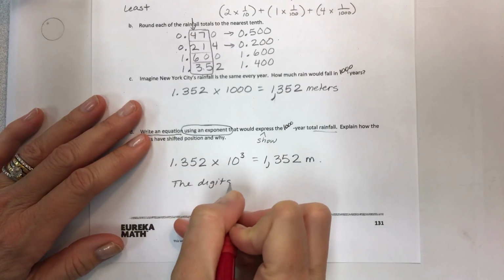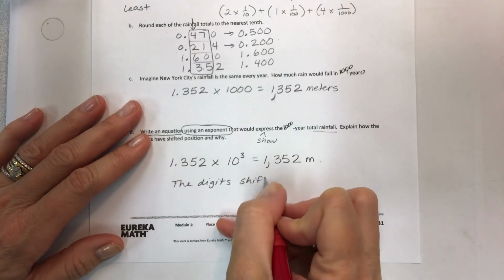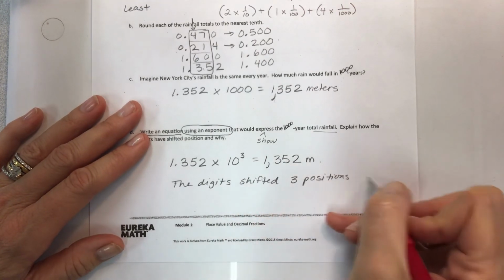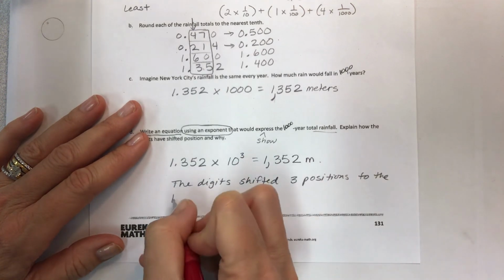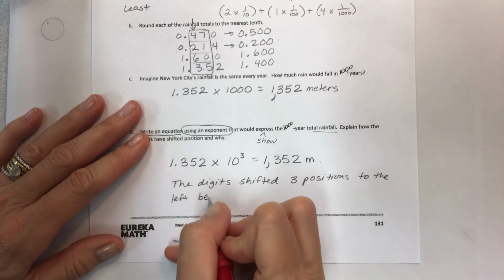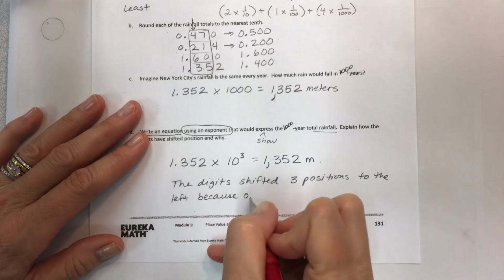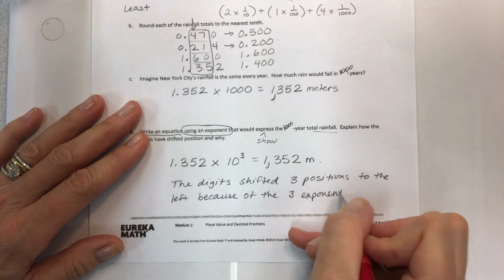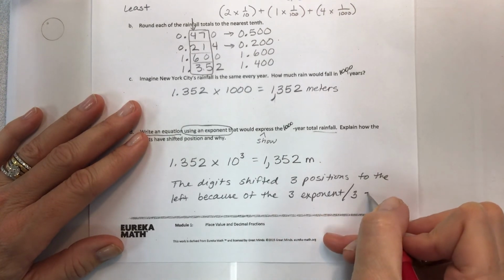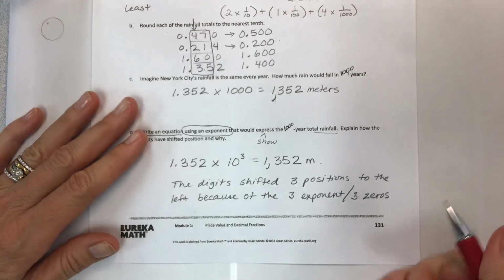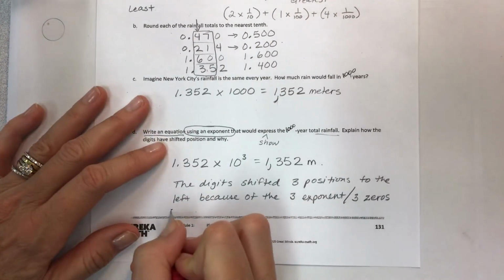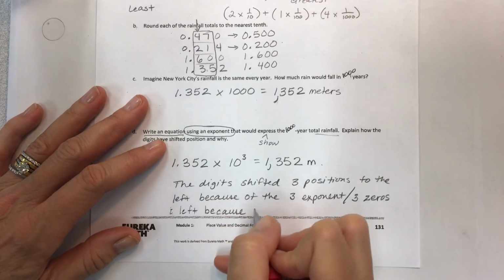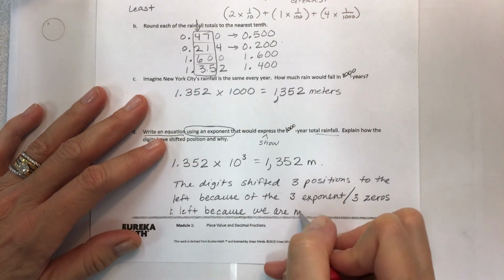The digits shifted 3 positions to the left because of the, you can say 3 exponent or 3 zeros, okay, and left because we're multiplying. There you go.